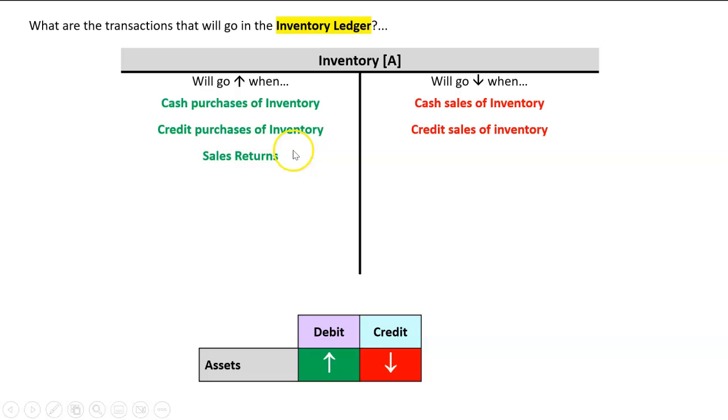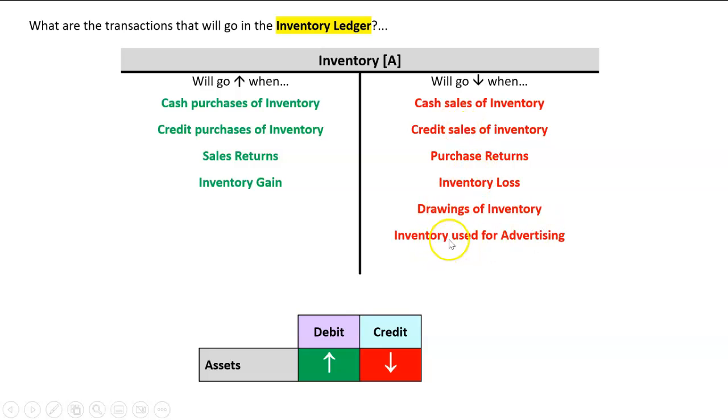Another thing that could make inventory go up is sales returns. A customer brings something back, and what can make it go down is the opposite of that, a purchase return. Inventory could go up if we do an inventory count and we end up with an inventory gain. And the opposite would be an inventory loss, and that would make inventory go down. And then that's it for all the things that could make it go up, but we have a few more that could make it go down: when the owner takes drawings of inventory or inventory is used for advertising. And then we've also got something called an inventory write-down, which we haven't dealt with yet. We'll learn about that soon.